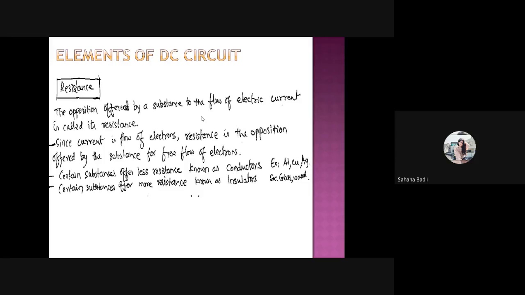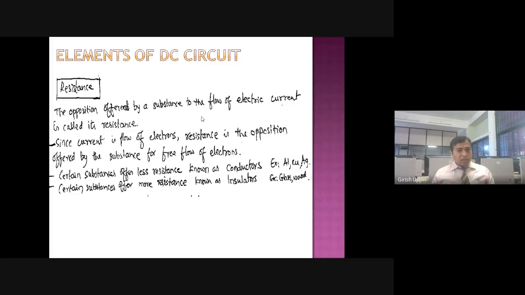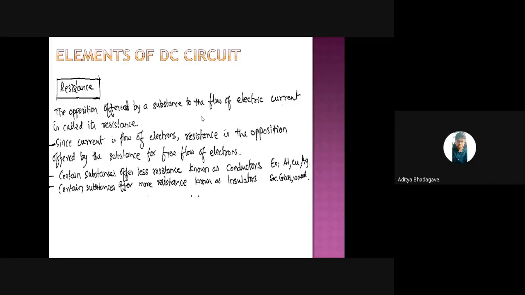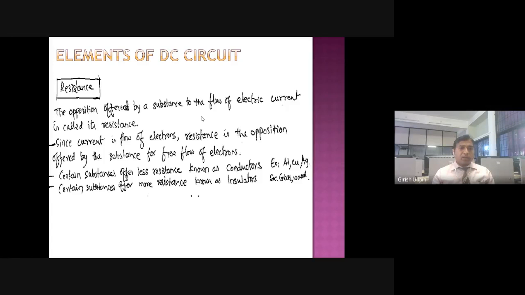Resistance decreases as area increases. Can anybody tell me why that happens? Inversely proportional. Okay, inversely proportional, correct. So you can take a simple analogy. Let us say you have a small road. When the road is small, the traffic would be more, isn't it? Because the road is small, it offers more resistance to the flow of the vehicles. So whenever the road is small, the traffic would be more.